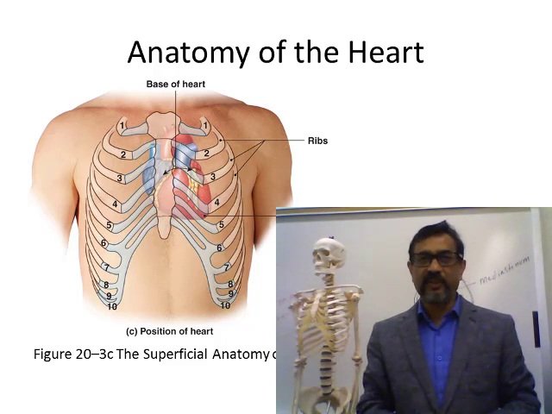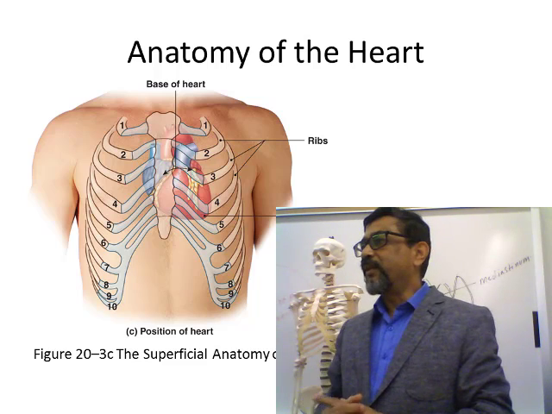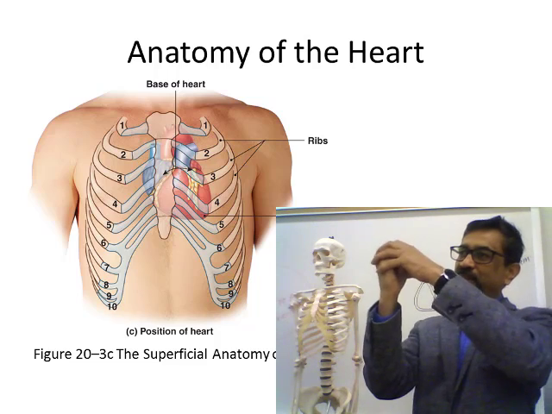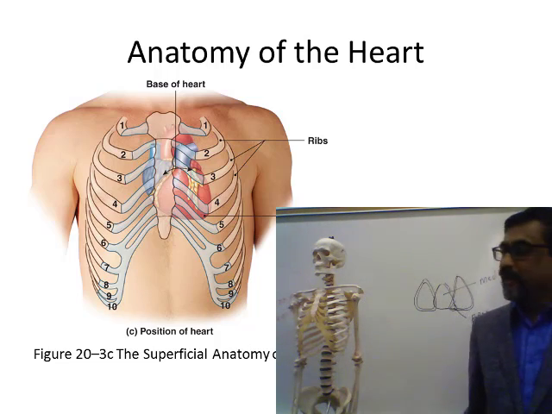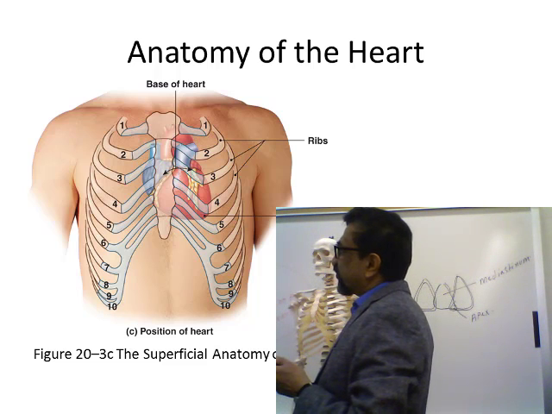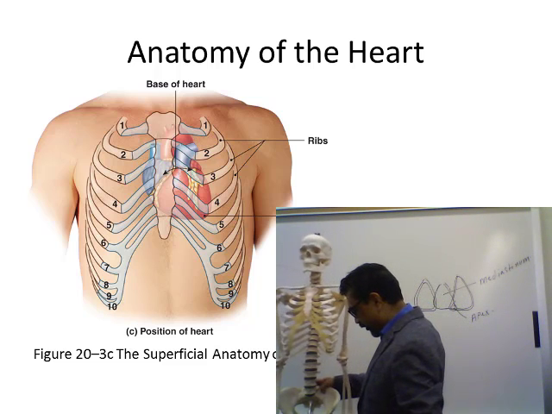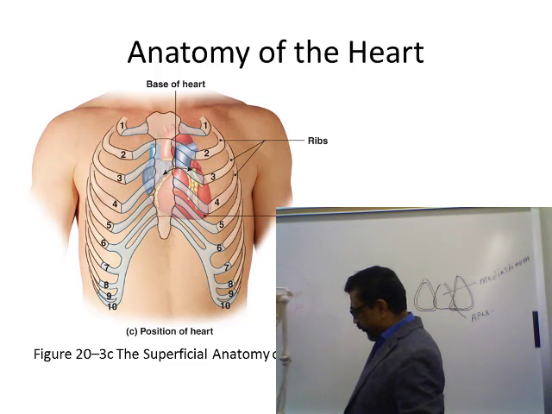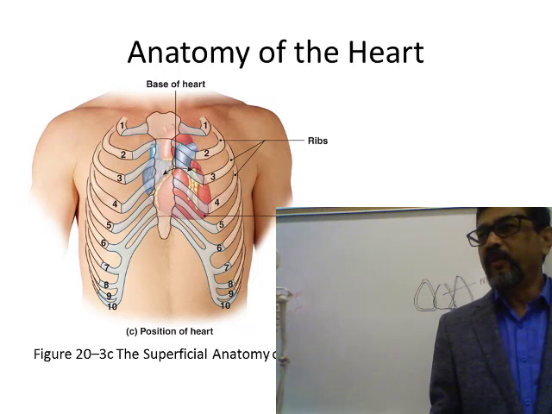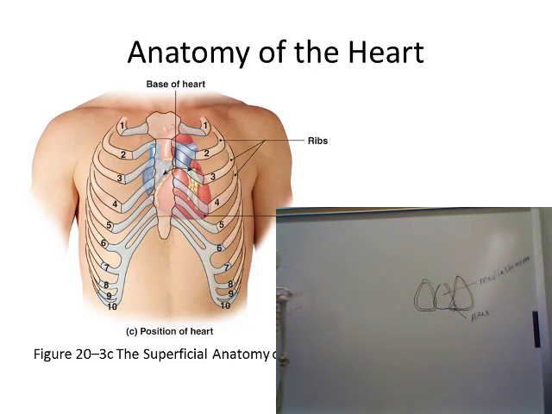Circulation. So that's the location of your heart. Now, blood circulation in your body. First we divide the circulation into two types: adult circulation and fetal circulation.